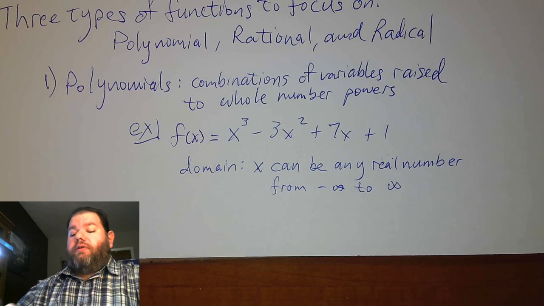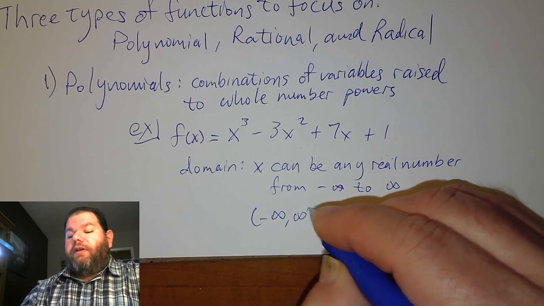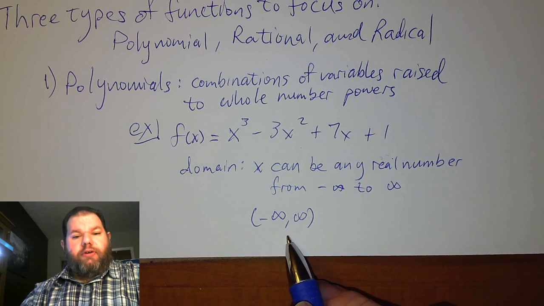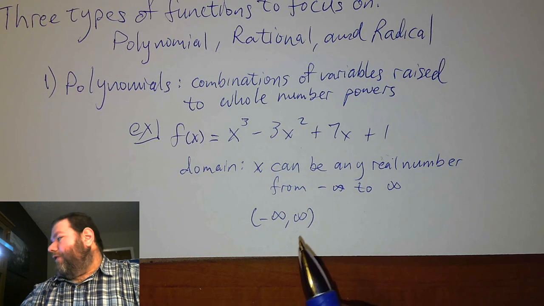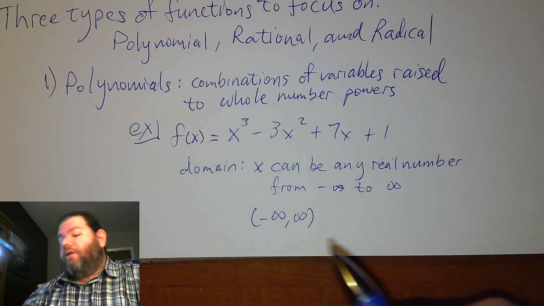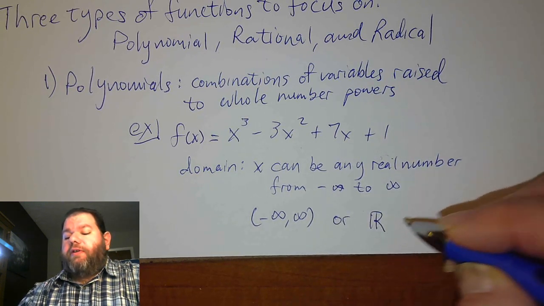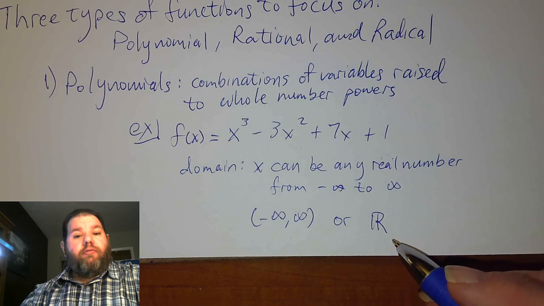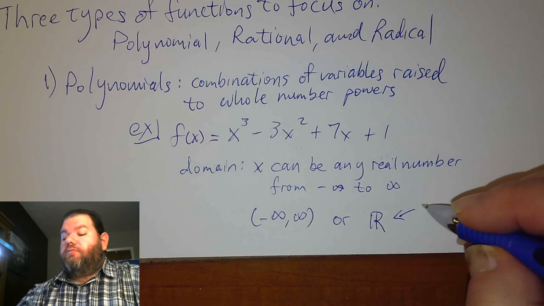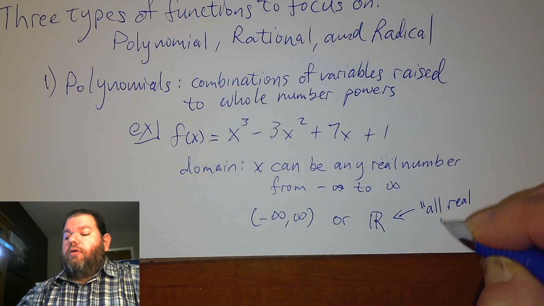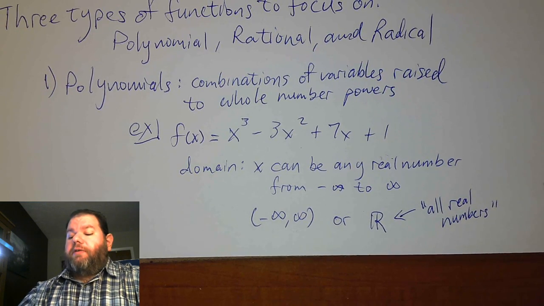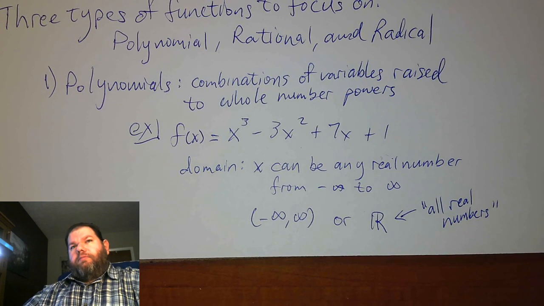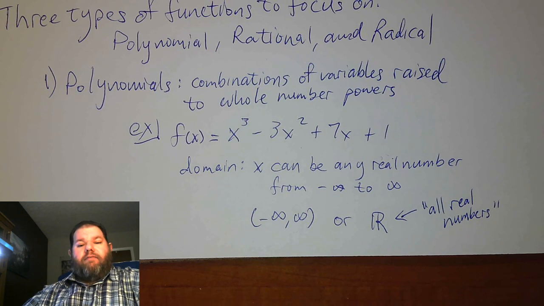Now, as far as our notation goes, we could say negative infinity, comma, infinity. This is our interval notation. Generally, this is what we'll use for a lot of things, but not necessarily everything. Or we have the option in this case of using this symbol, the R with the extra line in front of it, which would be considered all real numbers. Which is another way of saying from negative infinity to infinity. So in that case, basically there's no restriction on the domain, and this is actually true for all polynomials. All polynomials have an unlimited domain, so it's anything from negative infinity to infinity.